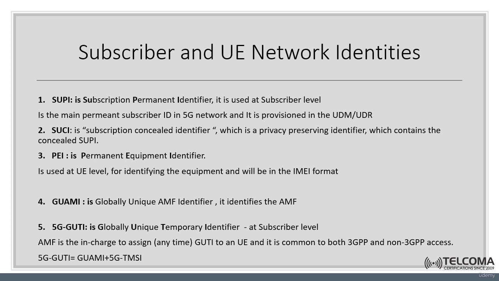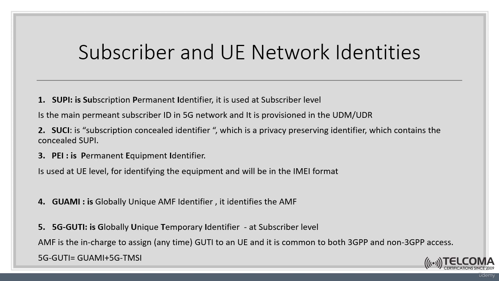The next identifier is GUAMI, which stands for Globally Unique AMF ID. The GUAMI is used to uniquely identify the AMF within the 5G network. And if you remember, the AMF is the access and mobility management function. So the GUAMI is comprised of some fields. Those fields are the MCC, the mobile country code, the MNC, the mobile network code, the AMF region ID, the AMF set ID, and the AMF pointer.